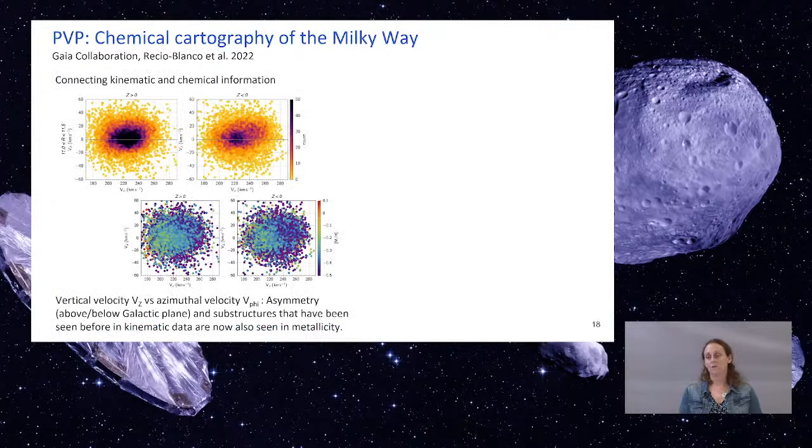The second example I want to show is from the chemical cartography of the Milky Way. Basically, we can connect the kinematic with the chemical information. So we're showing the vertical velocity versus the azimuthal velocity. And basically, the asymmetry that is seen above and below the galactic plane, along with these substructures that have already been seen in kinematic data, are also now seen in metallicity.